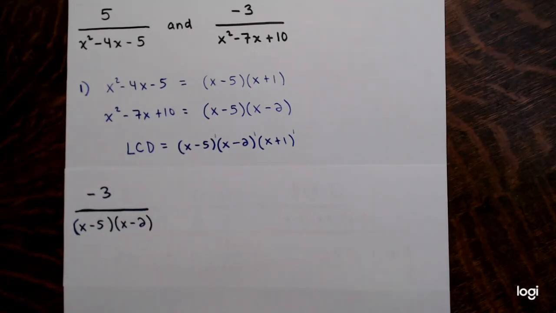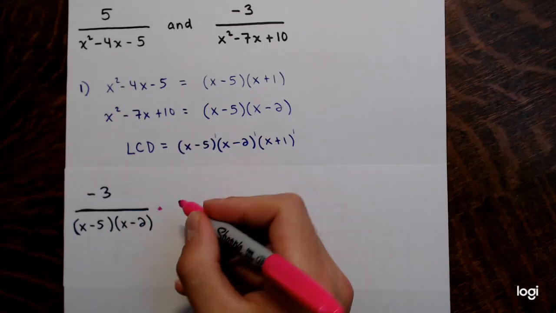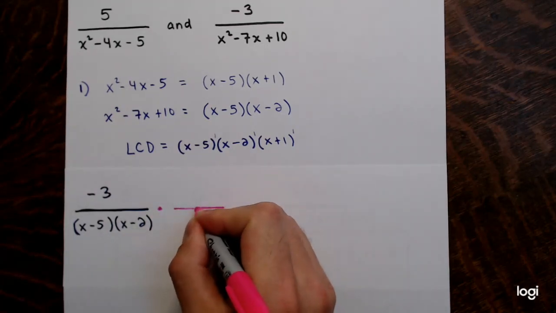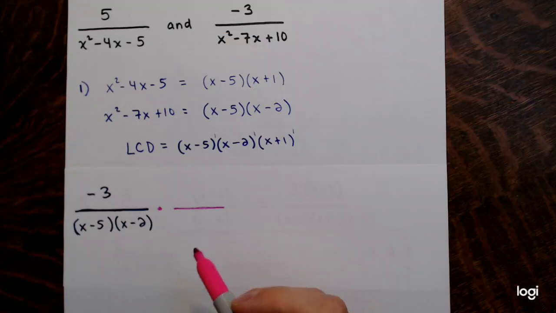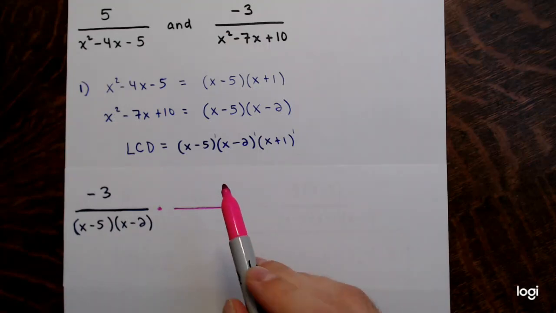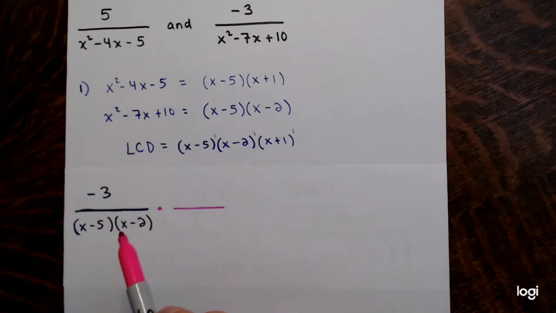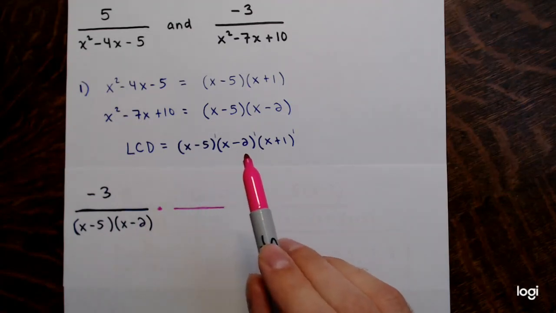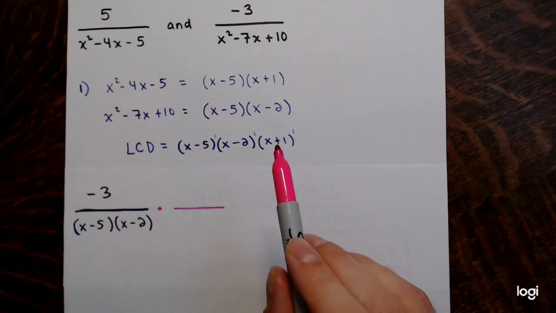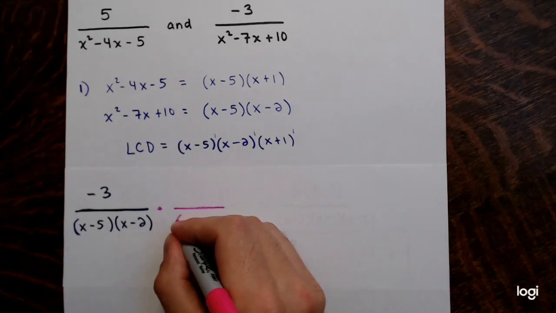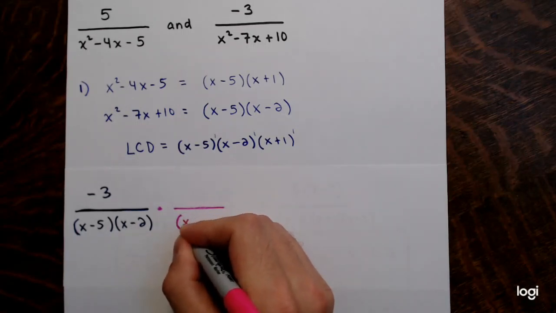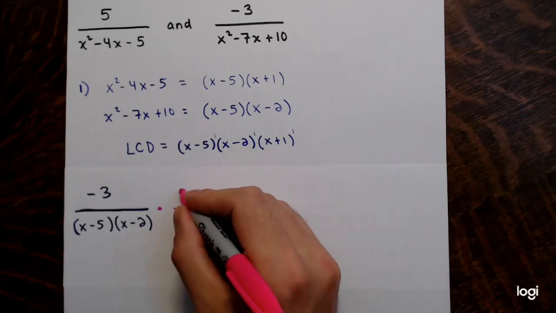Alright, I'm going to multiply this by 1. I'm going to change it to an equivalent fraction. So I'm going to multiply the numerator and denominator by the same thing. And what's in the LCD that's missing here? Well, the only factor in the LCD that's missing here is the x plus 1. So I'll multiply by the factor, this quantity x plus 1, in both the denominator and the numerator.